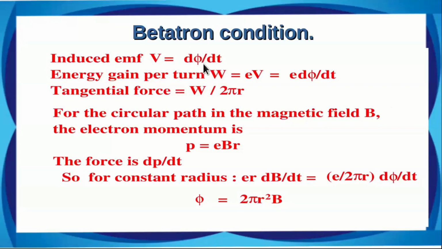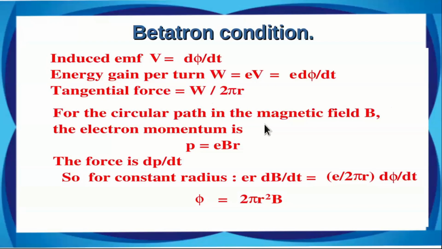If phi is the magnetic flux, then the induced EMF will be d phi by dt. Therefore, the energy gain per turn will be E times B, that is equal to E d phi by dt. The tangential force will be W by 2 pi r, because the work done in one cycle is W and the total path length is 2 pi r. So therefore, the tangential force is W by 2 pi r.